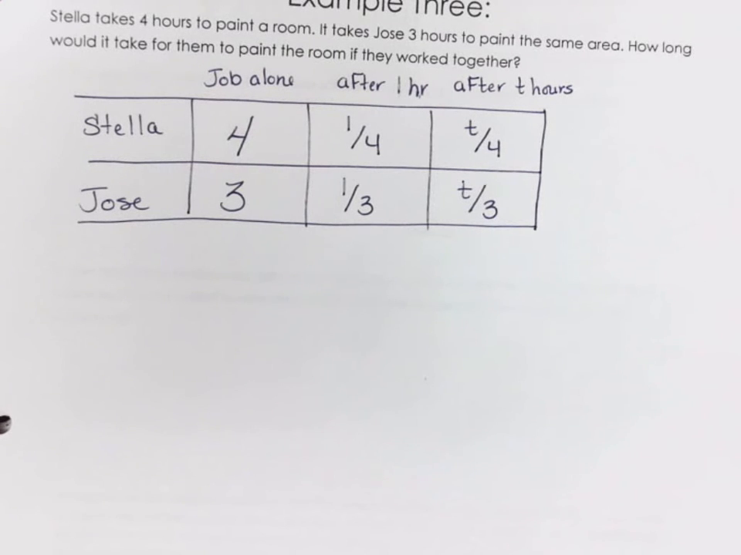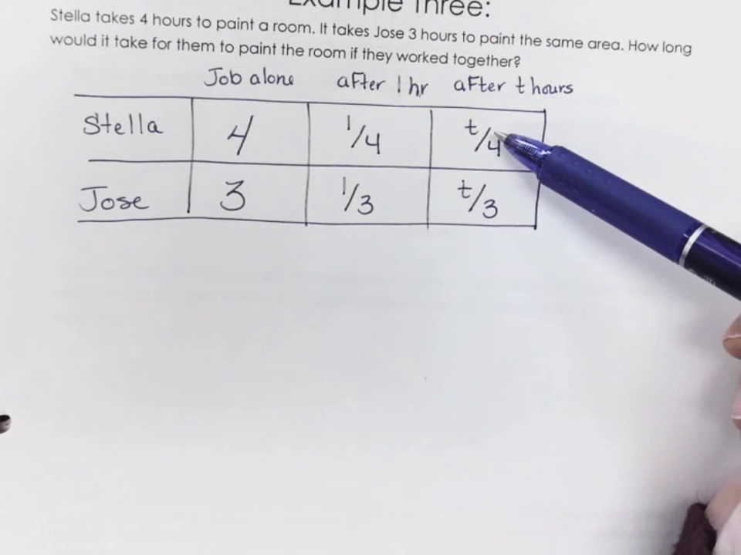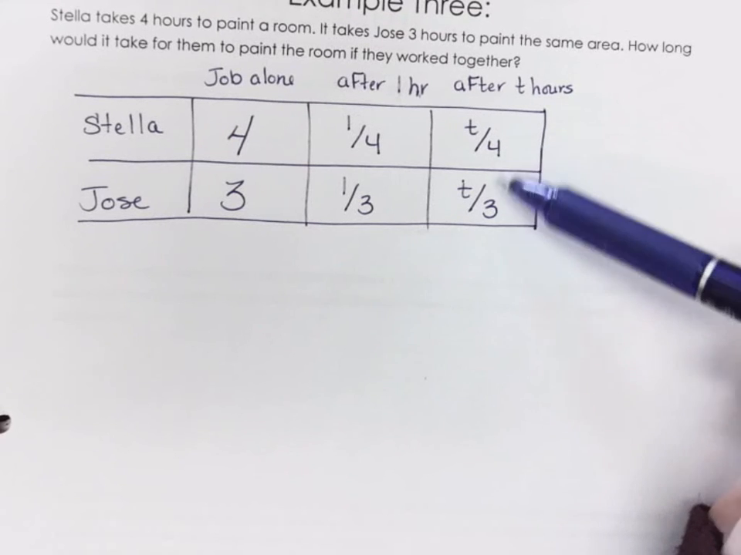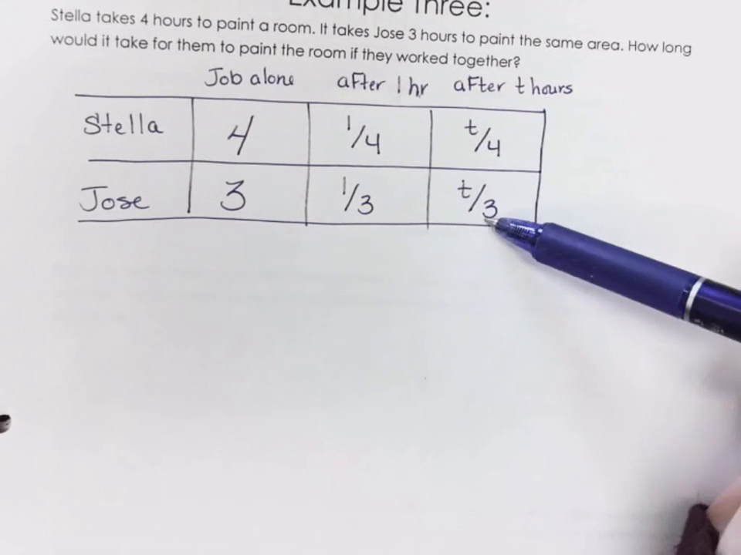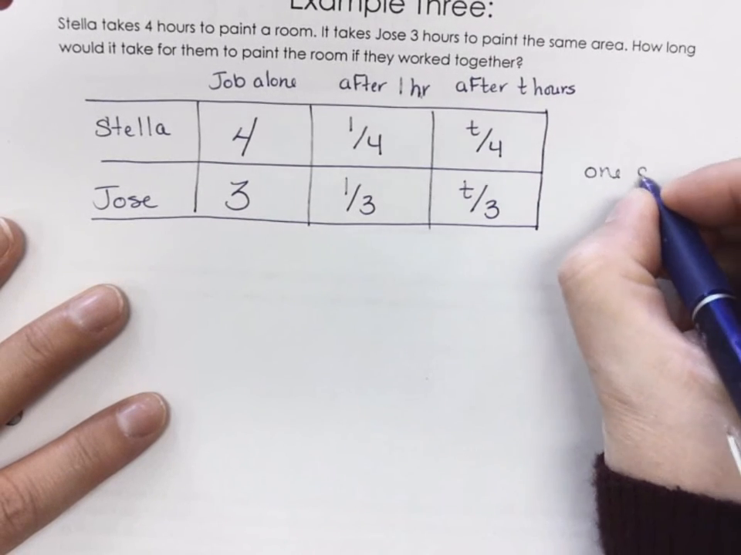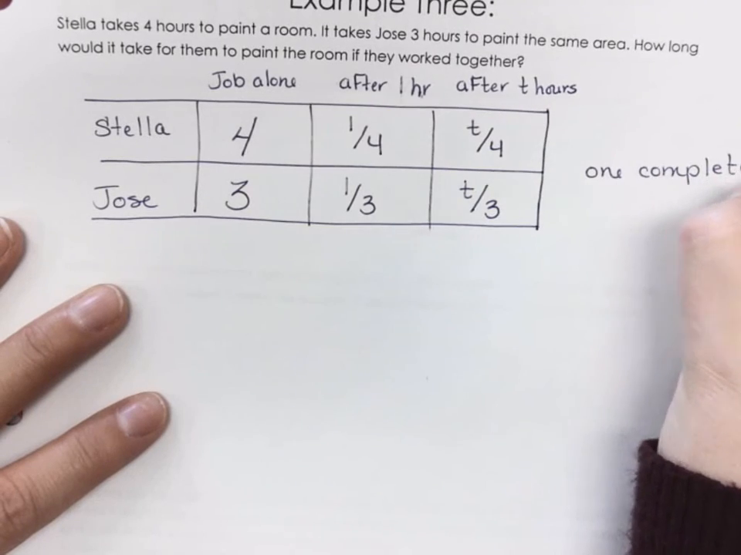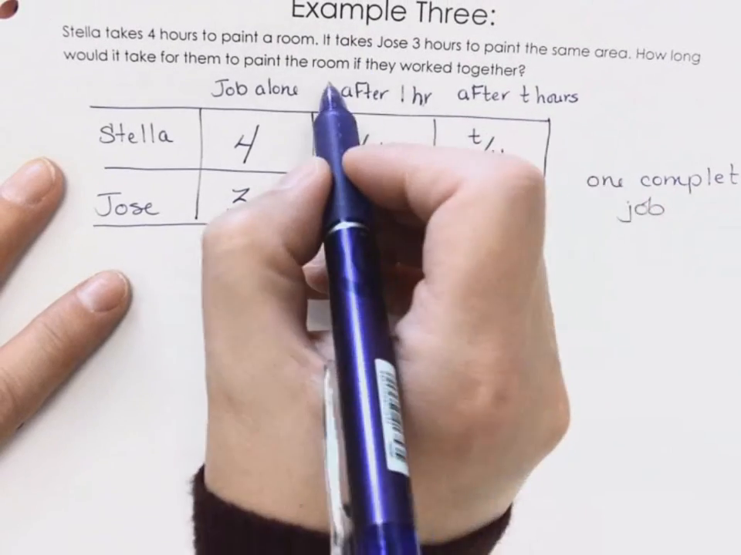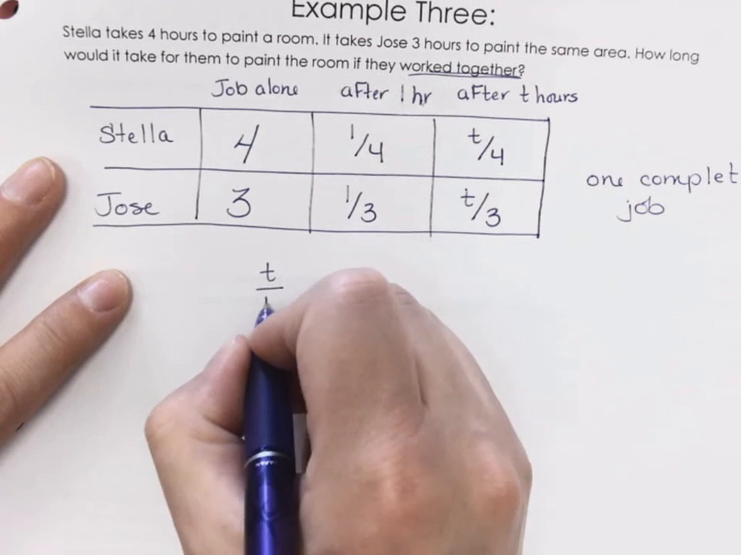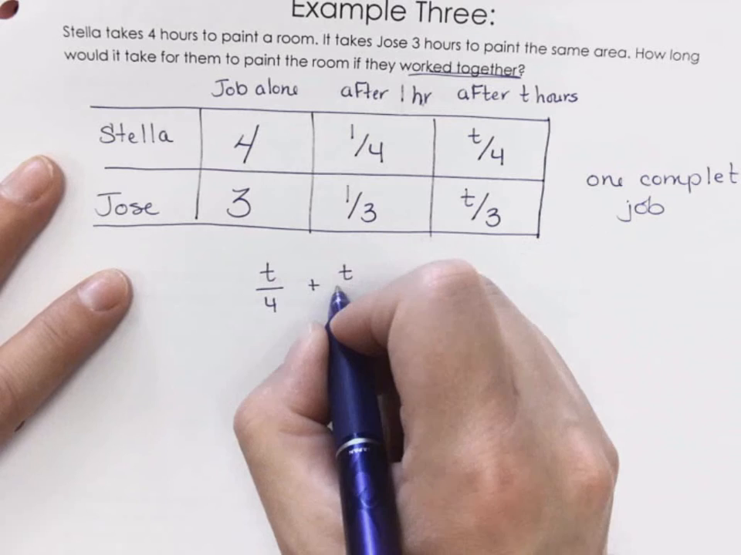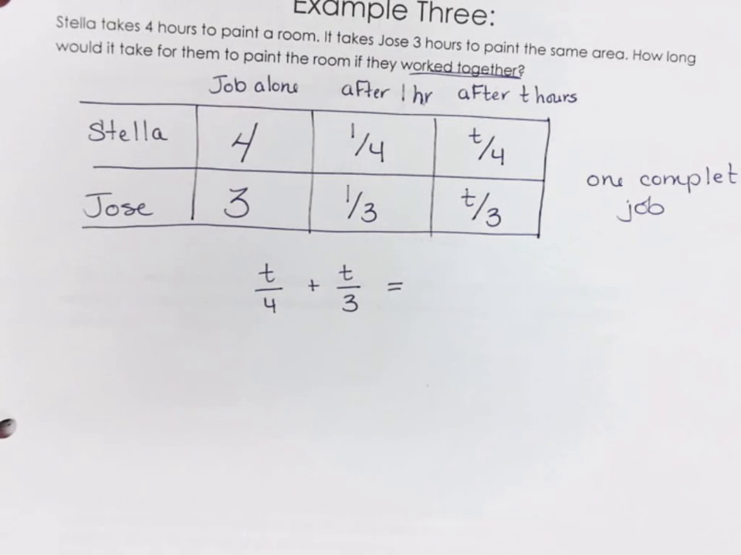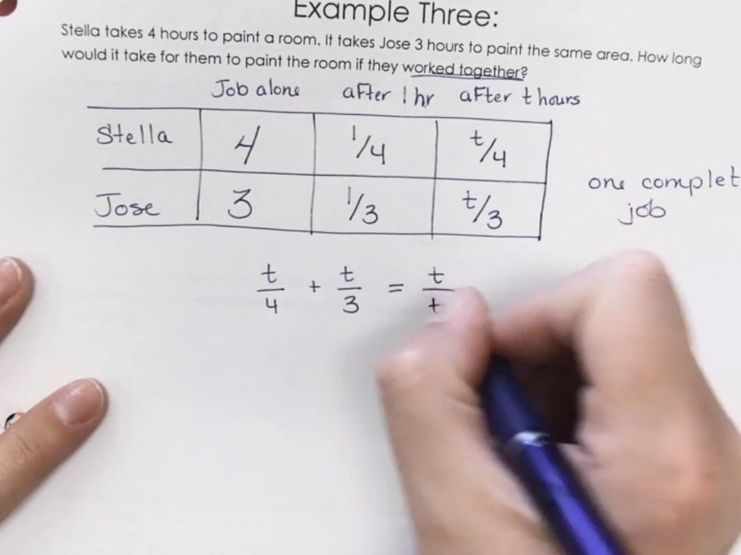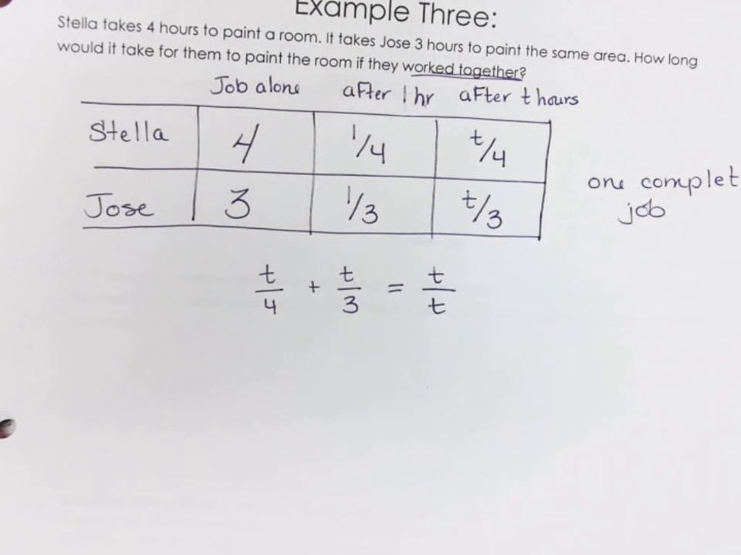So that kind of makes sense. I don't know if you guys would intuitively get this one. Everybody with me here? So what we know is that these two have to equal 1 job, 1 complete job, because we want to know how long it takes them to paint if they work together. So Stella plus Jose is going to equal 1 job. And that's going to be T/T, because it's going to equal 1, right?